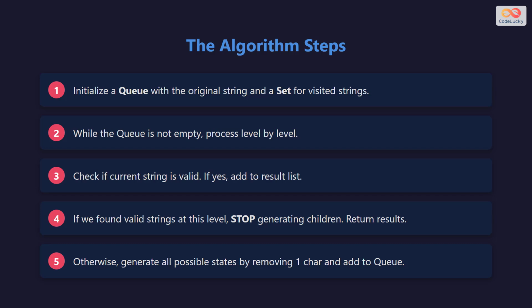Here is the plan. We initialize a queue with our starting string. Then, we process the queue level by level. At each level, we check if the strings are valid. If we find valid strings, we record them and stop generating further levels. If not, we generate the next level of variations and keep going.